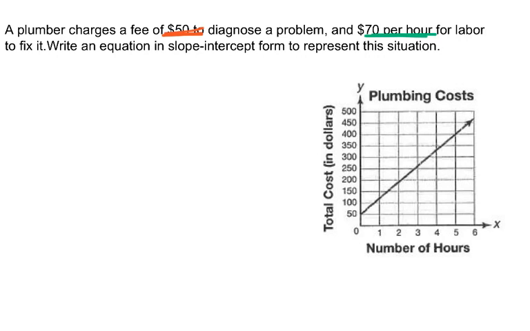So we know that that is the slope. So the $50 is the y-intercept, or the initial value. And the $70 per hour is the slope. So let's put that into an equation.